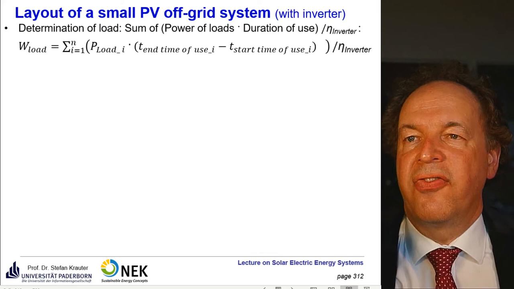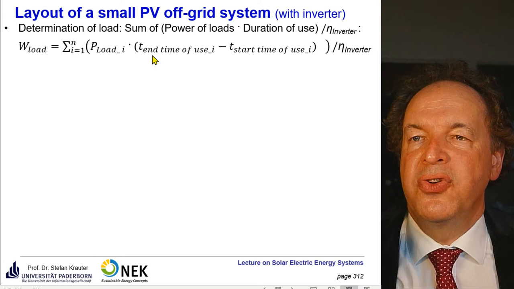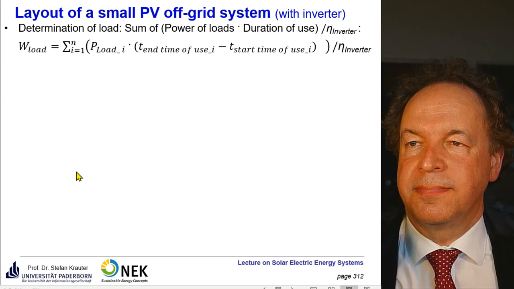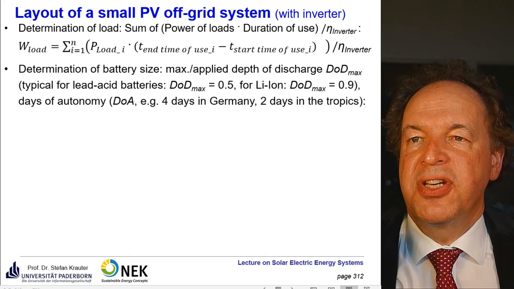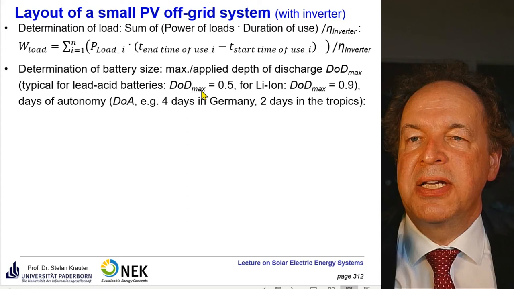So, the layout of a small PV system with the inverter. You have here the loads E, and you add up all the loads and the time of use. So you take the end time of use minus the start time of use, divided by the efficiency of the inverter. Then you have the maximum depth of discharge. A lithium-ion battery can be discharged by 90%. For a lead-acid battery, it's highly recommended not to discharge deeper than 50%.